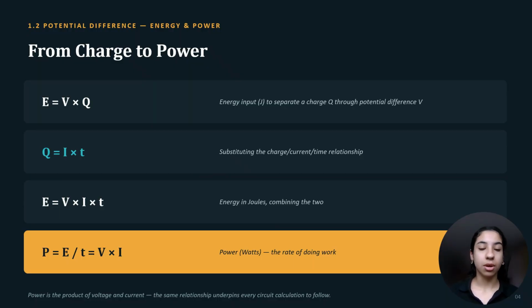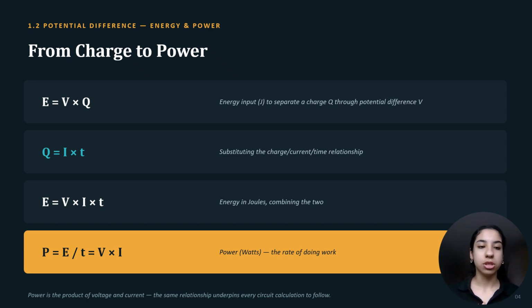Now, here are some important formulas that you have to remember. You got, from charge to power, which is here, E equals V times Q. And E equals V times Q is the energy input that separates the charge through the potential difference. E is the energy input, V is the volts, and Q is the charge.